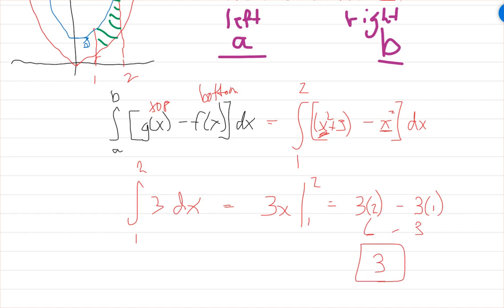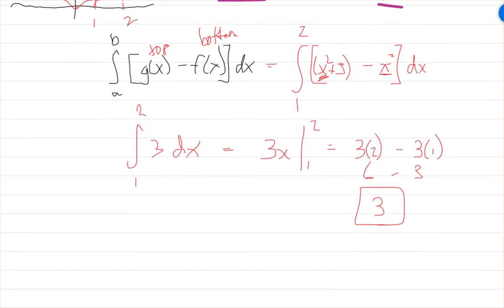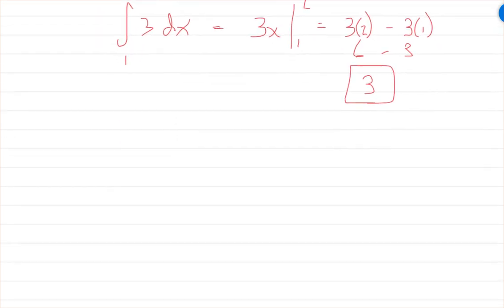Now, what 3 units? Well, it could be meters squared, feet squared, or centimeters squared. That depends on the context of the problem. But it could be power. It could be total cost. Remember, these things represent a ton of different things. So, anyway, I just wanted to give you that. Now, let's try one more.